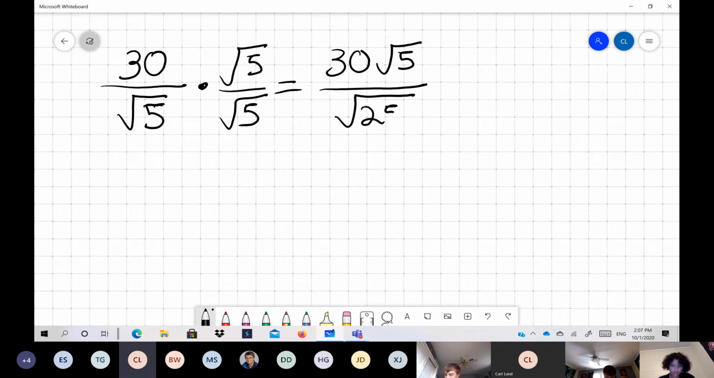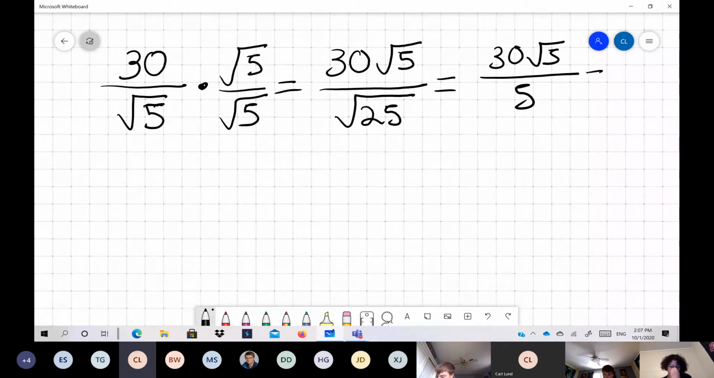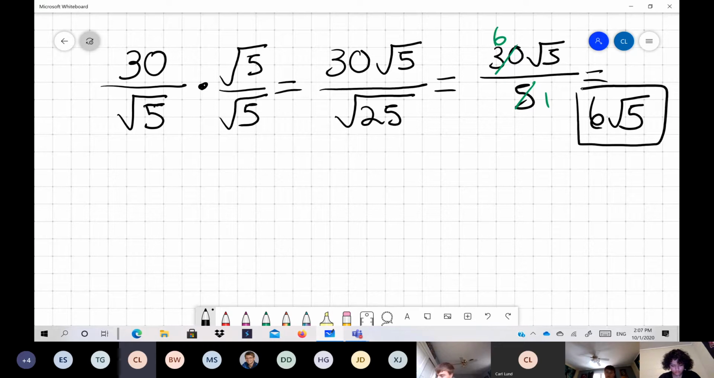My denominator is the square root of 25 then, because the square root of 5 times the square root of 5 is the square root of 25. So I have 30 square root of 5 over 5. And then I can simplify because 5 goes into 30 six times and into itself once. And so my final answer is going to be 6 square root of 5.